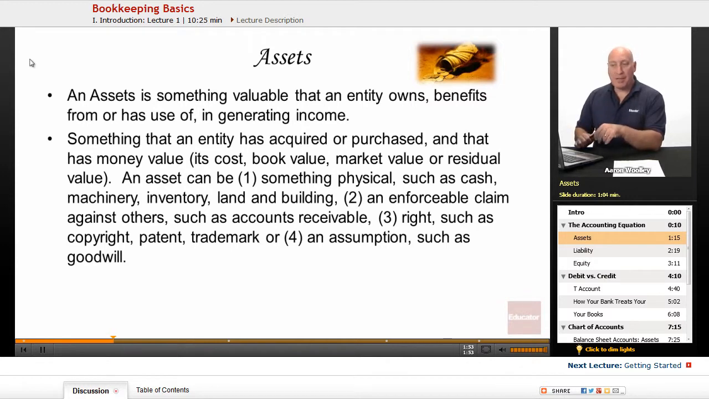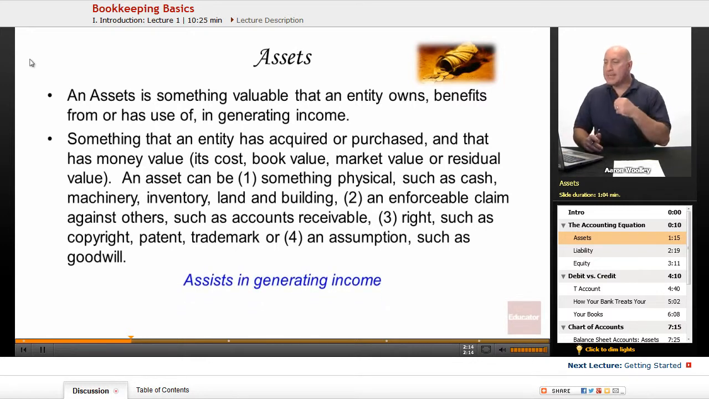An enforceable claim against others, such as accounts receivable. People owe us money. Or a right, such as a copyright, a patent, trademark, or an assumption, such as goodwill. We assume that there's goodwill to the name Coca-Cola, and there's value just in that name alone. So it assists us in generating income.